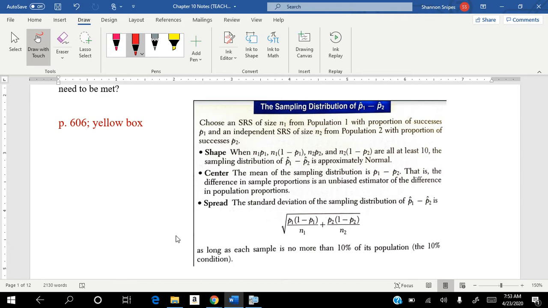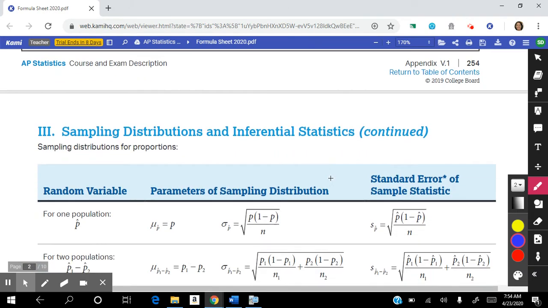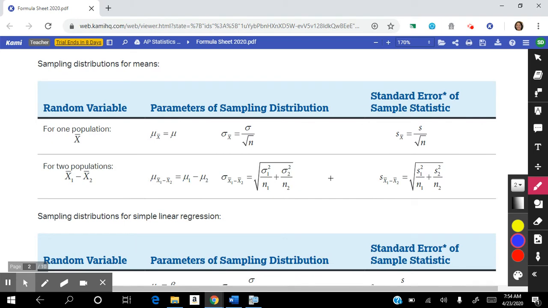which is important because then we'll be able to find p-values and such. The center is going to be p1 minus p2, just the actual difference in the sample proportions, because it's going to be unbiased. We learned that that means that the center of the sampling distribution would be the center of the population's distribution. The spread is that lovely formula there. This formula is provided for you on your formula sheet. So I'm going to go over there now. I'm going to scroll down. So your parameters for your sampling distribution for two populations.